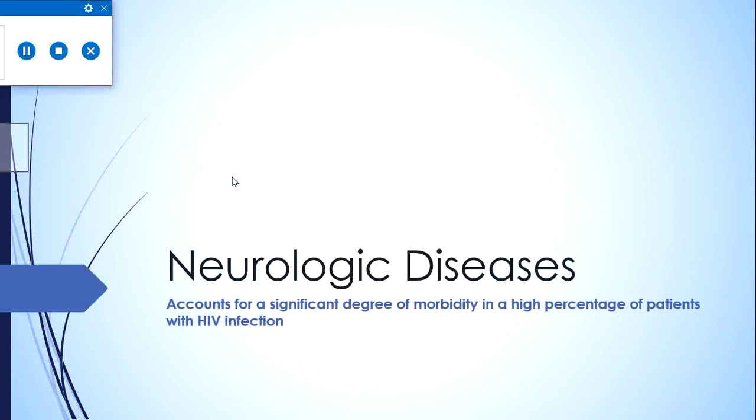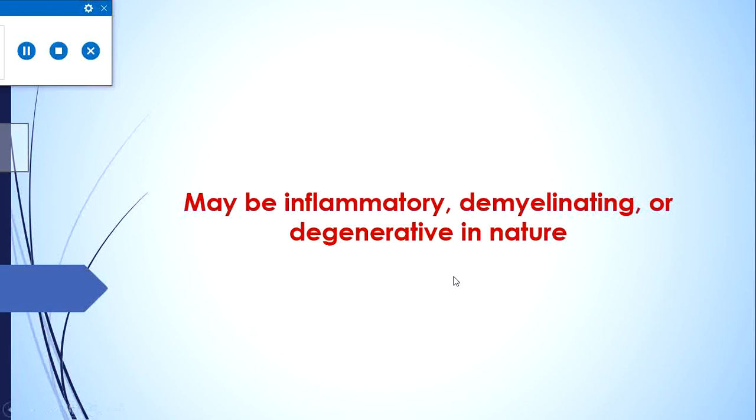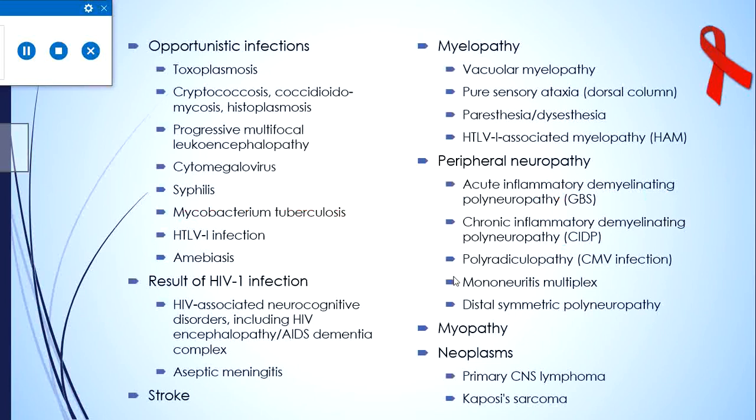These neurological manifestations are quite common in the HIV infected patient, and if we take into account the asymptomatic abnormalities of CSF, we see that around 90% of patients infected with HIV have some neurological involvement. These manifestations may be due to a variety of underlying pathologies, inflammatory, demyelinating, or degenerative in nature. And these are the various manifestations.